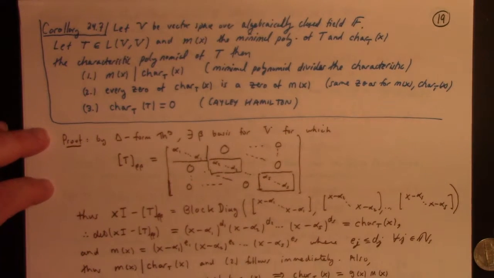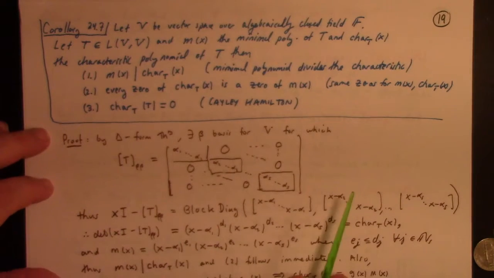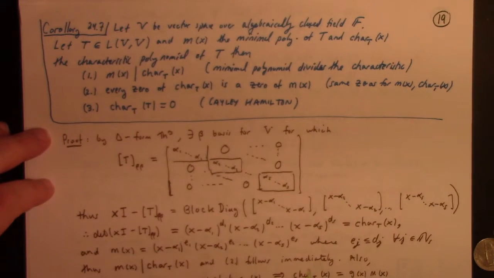Also, to prove Cayley-Hamilton, it's easy. Since m of x divides the characteristic polynomial of x, there's some g of x showing that the characteristic polynomial is a multiple of the minimal polynomial. When we evaluate at T, we get g of T times m of T, but m of T is by definition 0, and so there you have it, bam. The characteristic polynomial evaluated at T is again 0. This is the Cayley-Hamilton theorem.